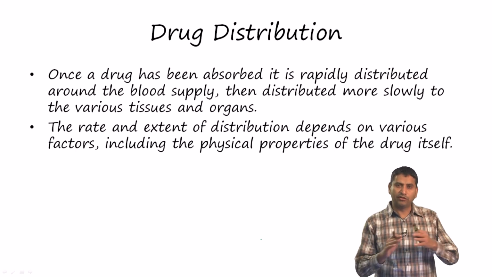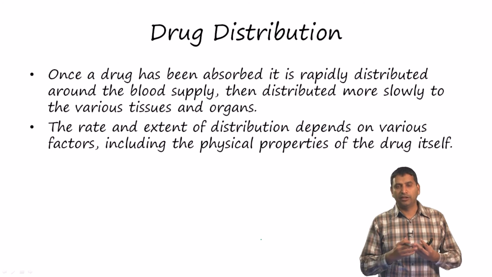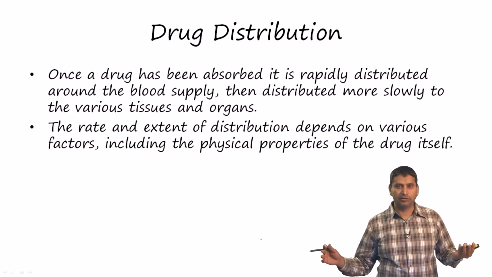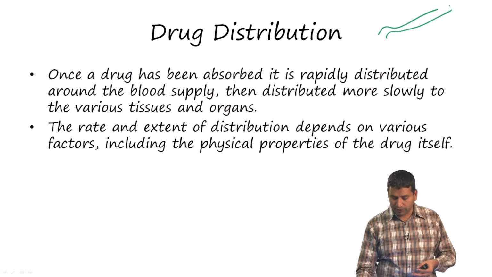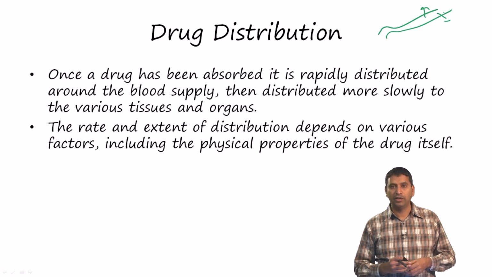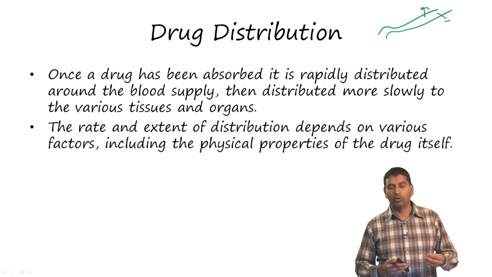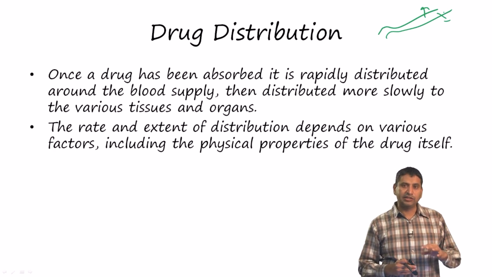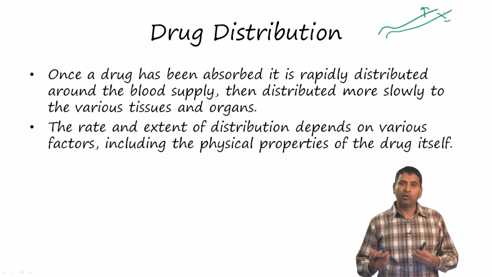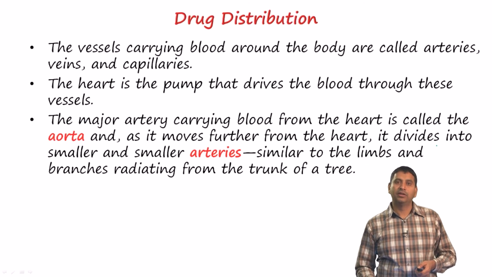The next concept is drug distribution. So, we have already seen that once the drug is absorbed, then it is taken around by the blood supply, and now wherever the blood supply is present, it is going to perhaps cross this and go out. So, the distribution is quite slow towards various tissues and organs. The rate and extent of distribution depends on a number of factors, which include the physical properties of the drug itself. So, let us look at that.